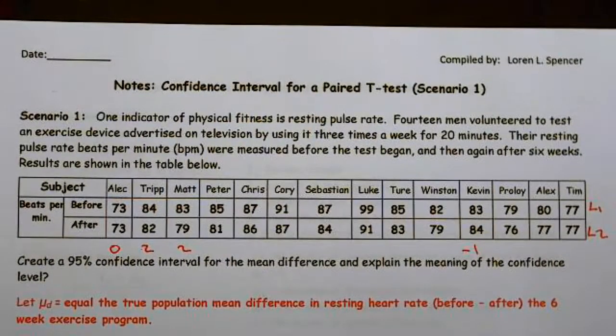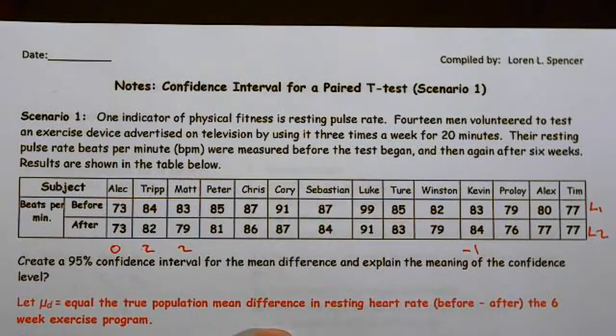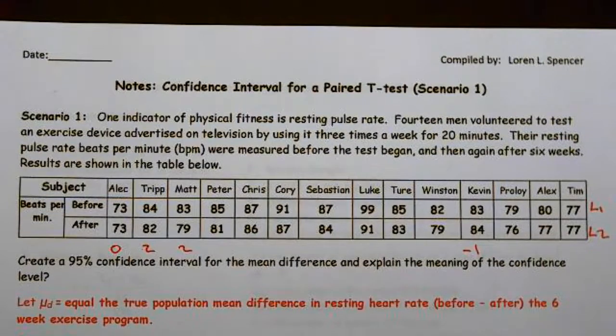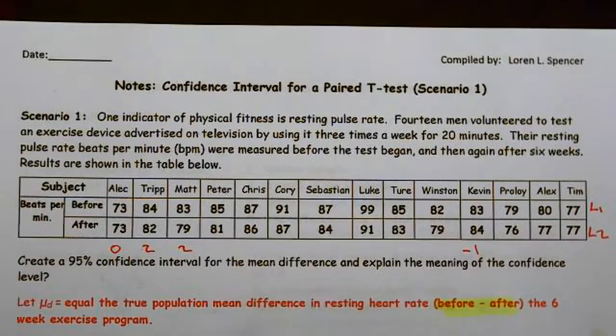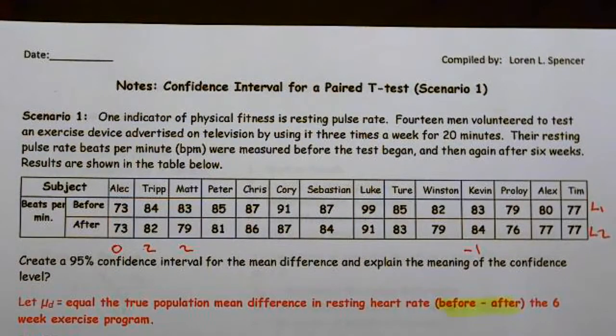The first thing we need to do is define our parameter. Let mu d equal the true population mean difference in resting heart rate before minus after. It is critical that you tell me which way you're subtracting. Technically, you can go in either direction, but we went before minus after. And you always have to say which way. And it's going to change whether you end up with positive numbers or negative numbers.